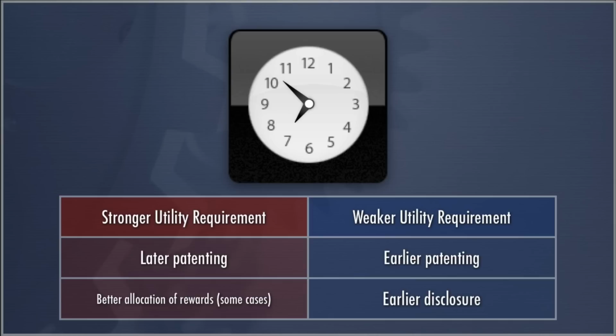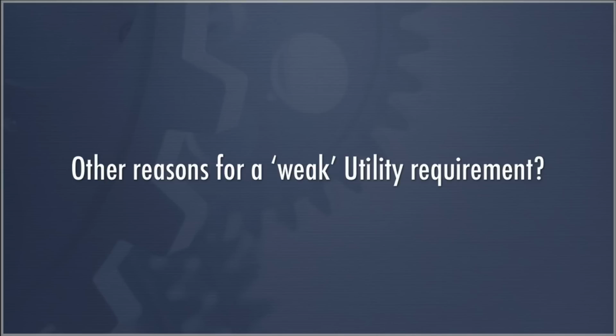So this is the balance, right? On the one hand, if we patent later, then the inventions that get patented are going to be more perfect, right? They're going to be better thought through, maybe more heavily researched. Maybe the person getting the patent is the person who actually did the most work to figure everything out. And so that would be good. On the other hand, a weak utility requirement encourages even more people to get into the patent office, and has a number of other benefits in terms of the disclosure. Right? Are there other reasons for a weak utility requirement?